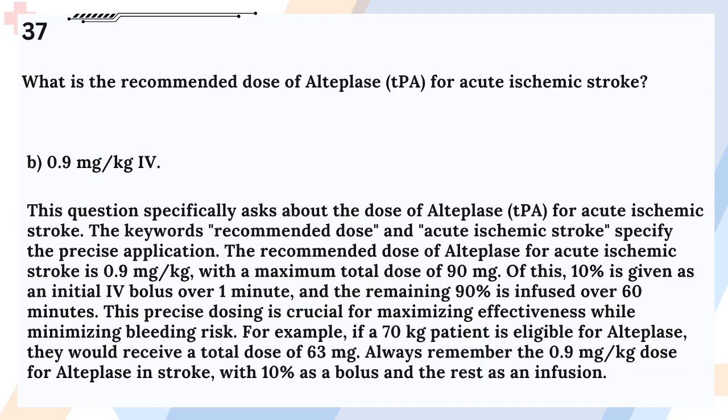For example, if a 70 kg patient is eligible for alteplase, they would receive a total dose of 63 mg. Always remember the 0.9 mg per kilogram dose for alteplase in stroke, with 10% as a bolus and the rest as an infusion.